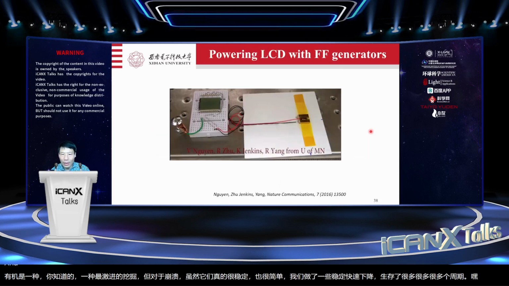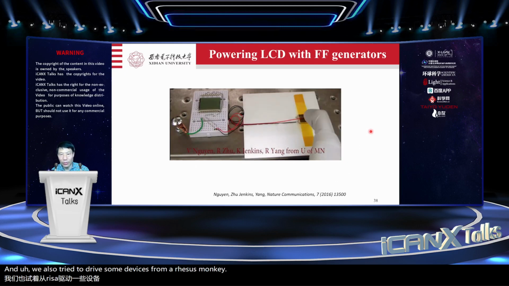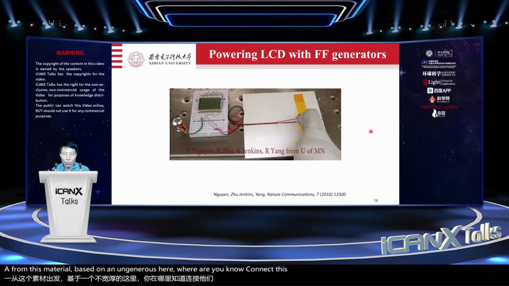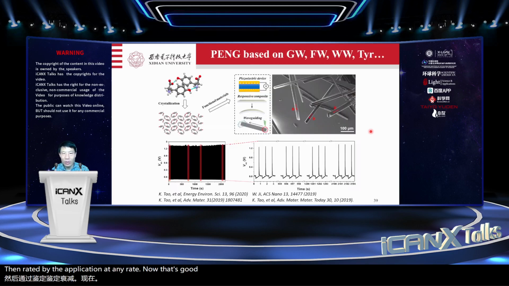And we also tried to drive some devices from this material-based nanogenerator. Here we connected this one with an LCD, and it looks like this display can be powered by the power generated by the FF-based generator. That's good.